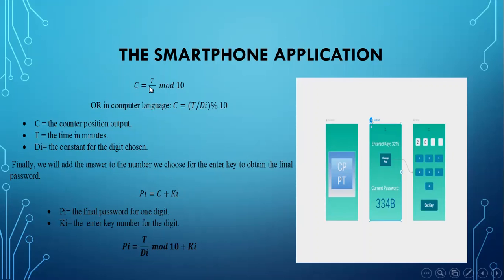Let's say also for the 10 minutes. 143 divided by 10 is going to be 14 as an integer. 14 mod 10 is going to be 4. Also 4 plus the KI. Let's continue for the 5-minute digit. 143 divided by 5 is going to be 28. So 28 mod 10 is going to be 8. So 8 plus KI.